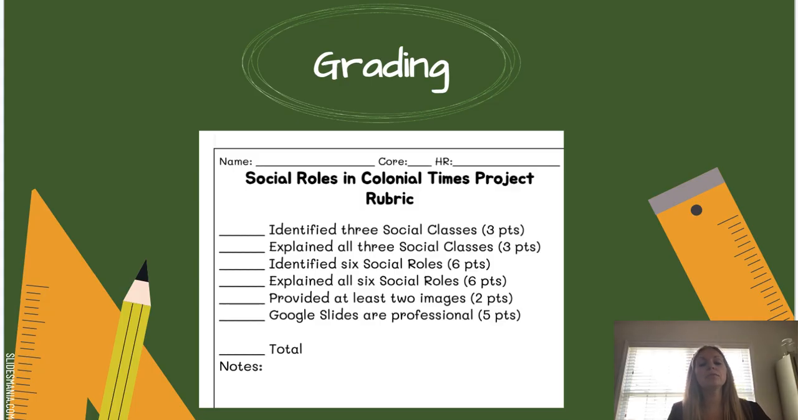I even put to the side, identified 3 social classes, so 3 points. Once you know what you're wanting them to create, then you can put point values. So if they missed one, clearly I was only giving them 2 points. So it kind of goes along with it. This way they were able to kind of self-grade before they shared the Google Slides with me.